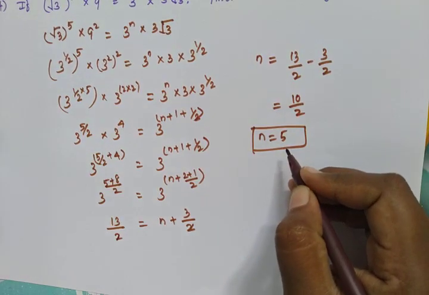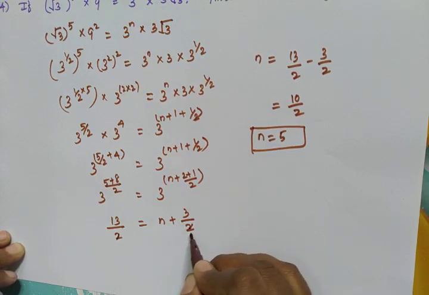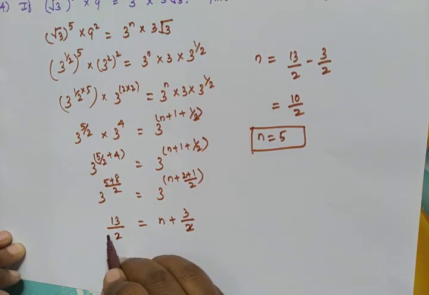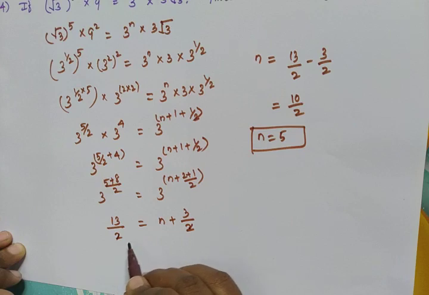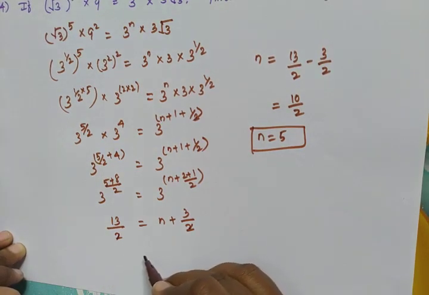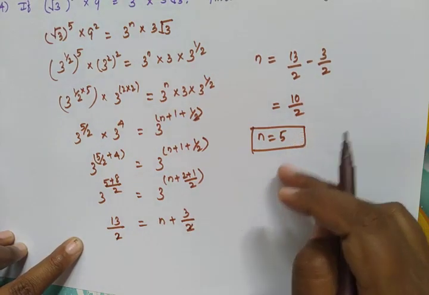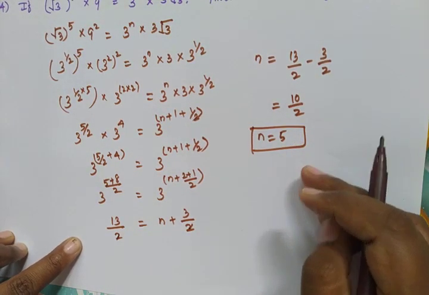Either we can do it like this, or else you just cross multiply this 2n plus 3 by 2, and we can take this left hand side, so that we will have 2n plus 3 is equal to 13. So we can write 10 is equal to 2n. And finally we'll get n is equal to 5. So that is our answer.